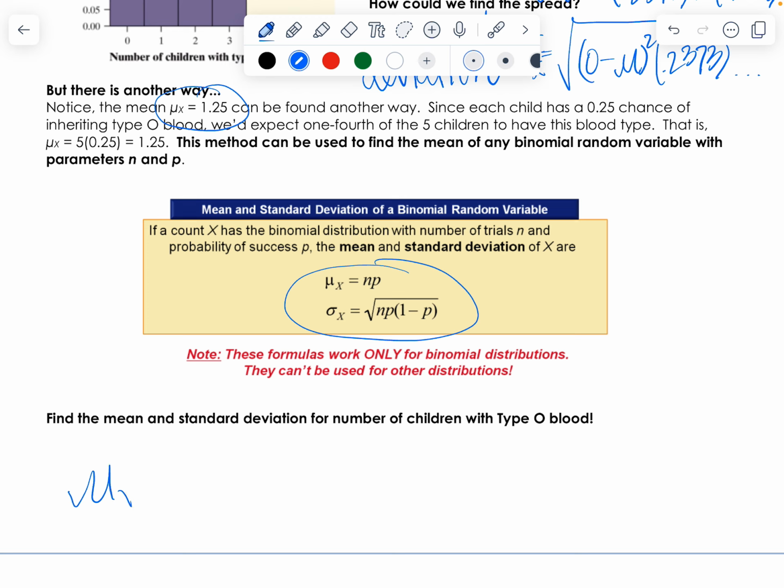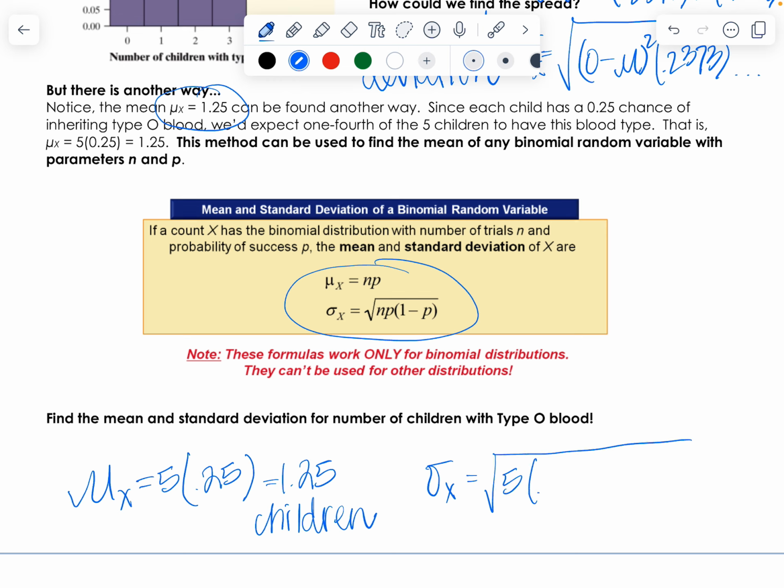So let's just prove that the mean of X is n times p, 5 children times 0.25, which was 1.25 children. And then the standard deviation is the square root of n times p times 1 minus p, which, hang on, I'm going to plug into the calculator, is 0.968, so 0.97.